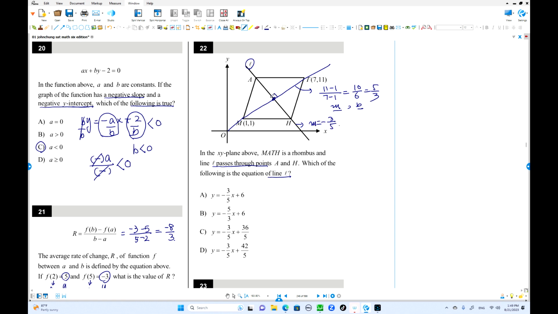And we need a point over here. 7 plus 1, 8 divided by 2 is 4. 11 plus 1 divided by 2 is 6. That is a midpoint. So y minus y1, slope is negative 3 over 5, x minus x1 is 4. Move this one to the other side, plus 6. Alright, so y equals negative 3 over 5 x, positive 12 over 5, 6 is what? 30 over 5. Total is 42 over 5. So choice D is the answer.